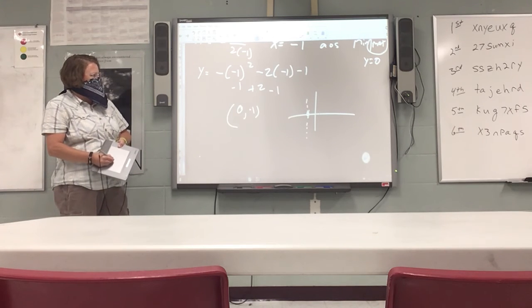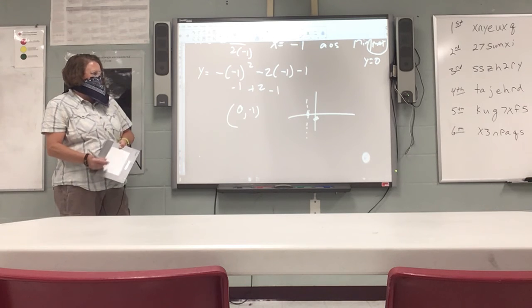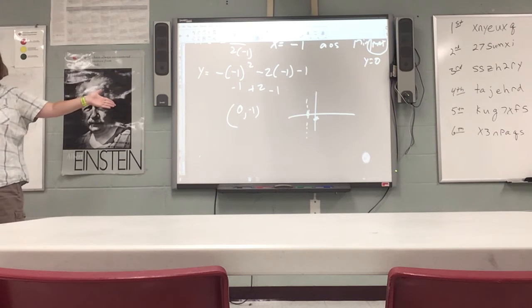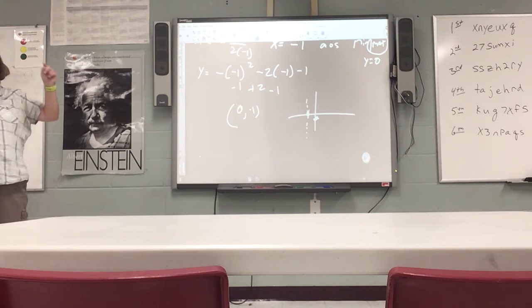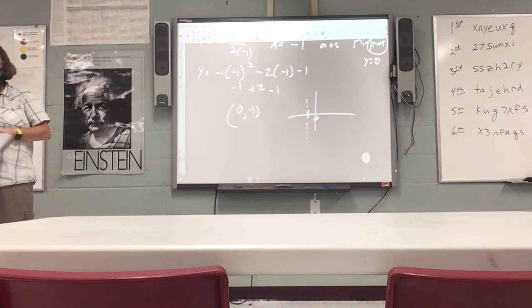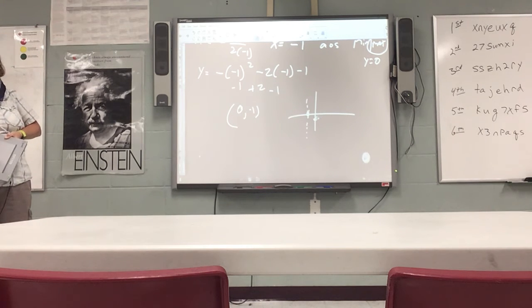So I'm going to go over 0 and down 1. Now just a second ago I gave you an idea of what this parabola is supposed to look like. Is this following suit? Yeah? So all I need to do is exactly what Christian was just saying, put that point on the other side, right? So it's here at 0, negative 1.